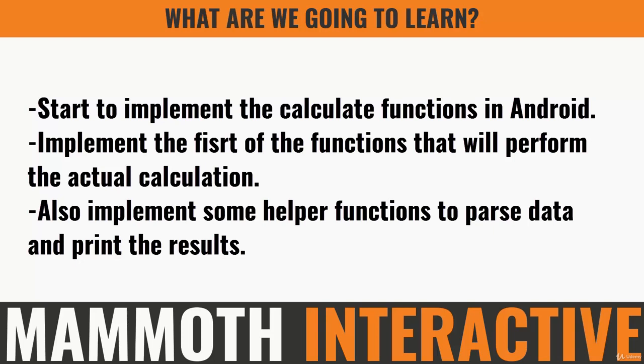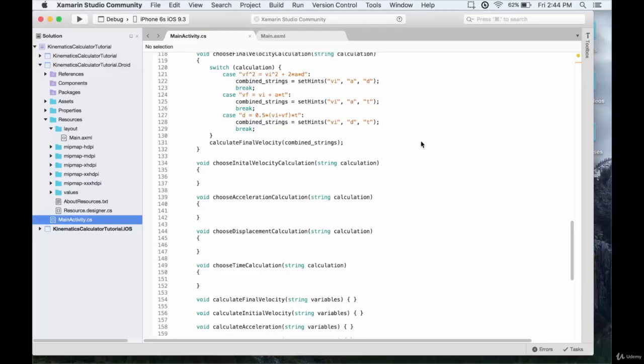We're also going to implement some helper functions that will pass the data that we input as a user, and will also print the results out. Alright, so now you've seen one being implemented, let's implement the other four. Okay, so again these are the choose and then the variable and then calculation.